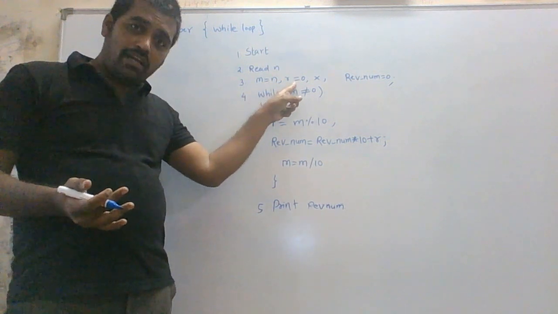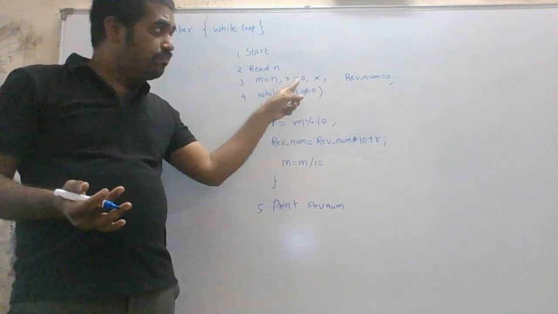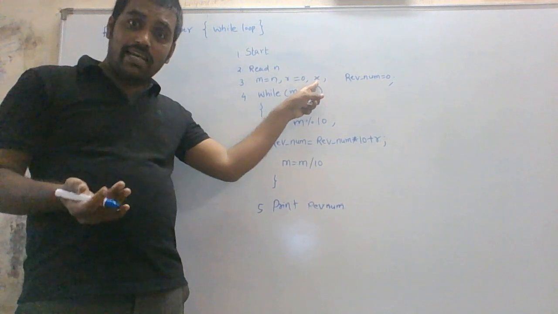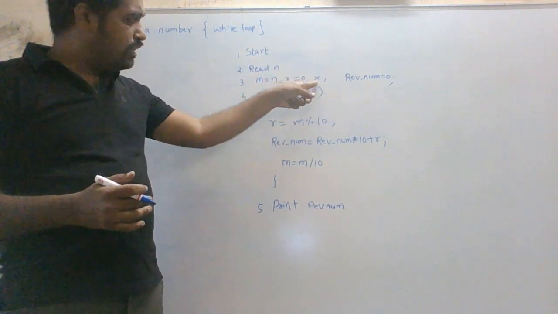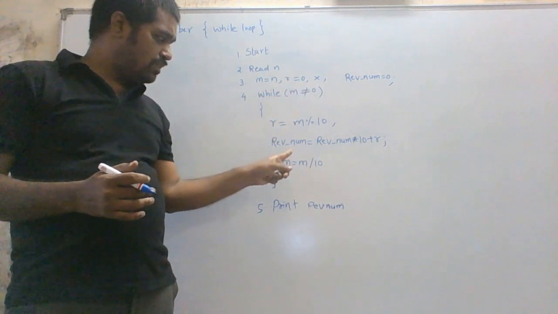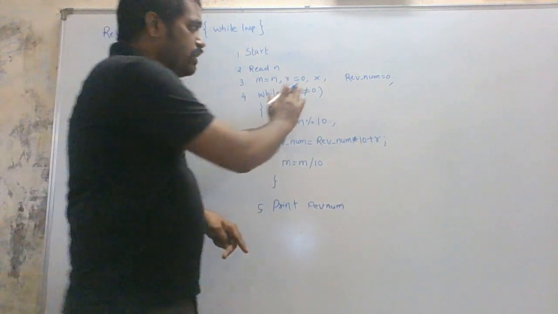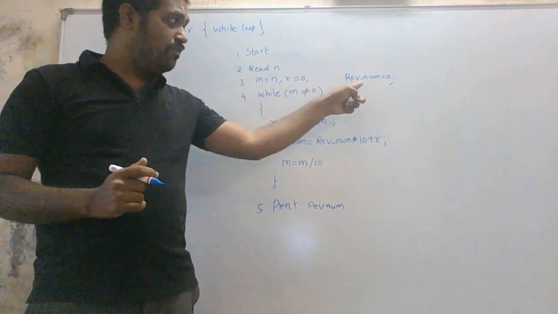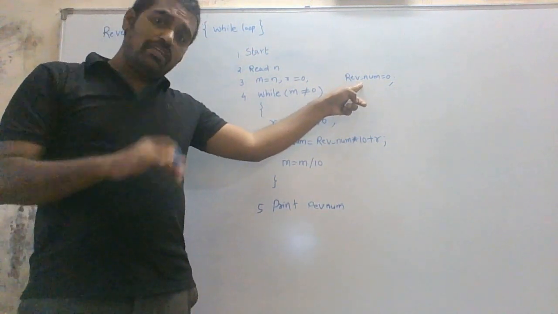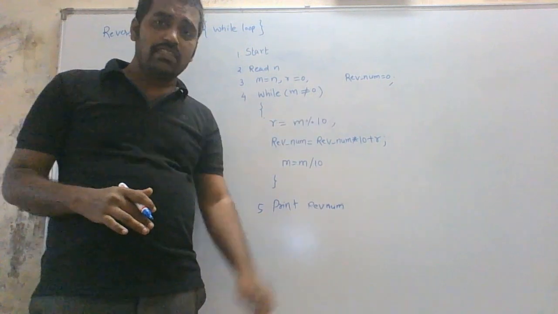Then remainder. Initially the remainder is equal to 0. I am not going to use x in this particular program, and reverse number is the reversed number. Initially the reverse number is 0.